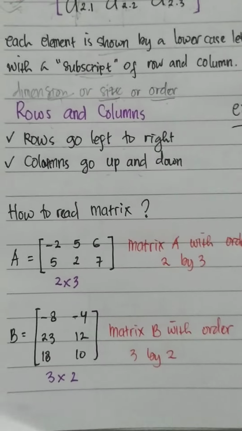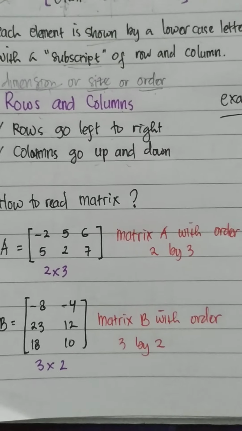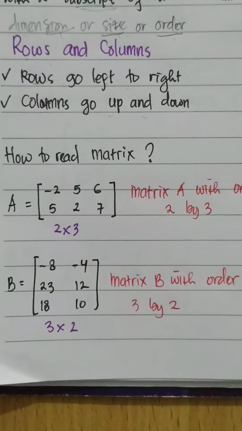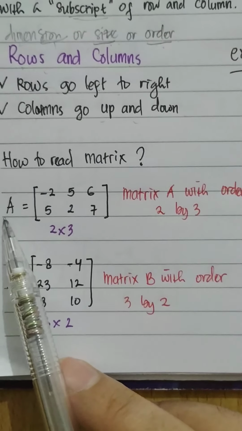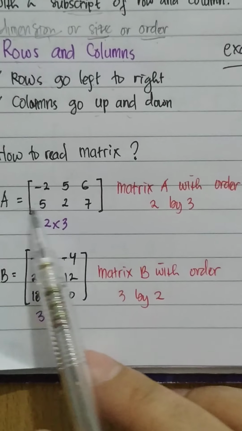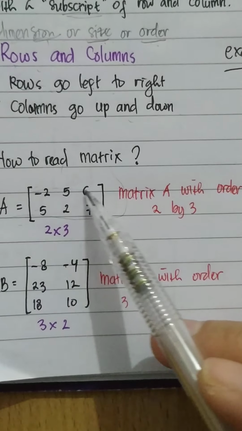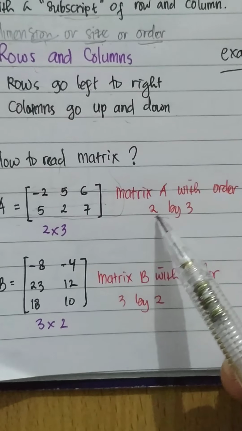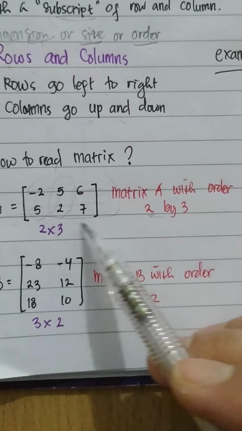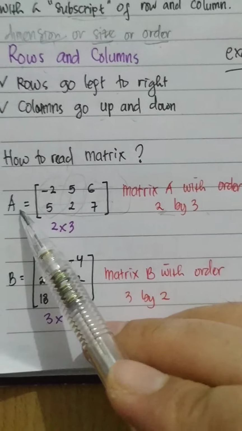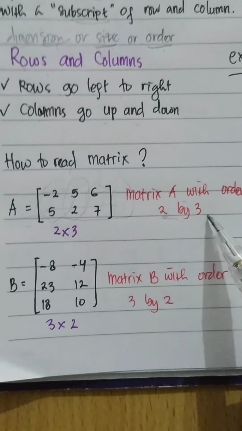Now, let's make a quick review of how to read a matrix. As I said before, come with me here. Matrix A, if we have it like this, we can count. How many rows? 1, 2, so 2 rows. And then columns: 1 column, 2 columns, 3 columns, so there are 3. So we read this as matrix A with order 2 by 3.